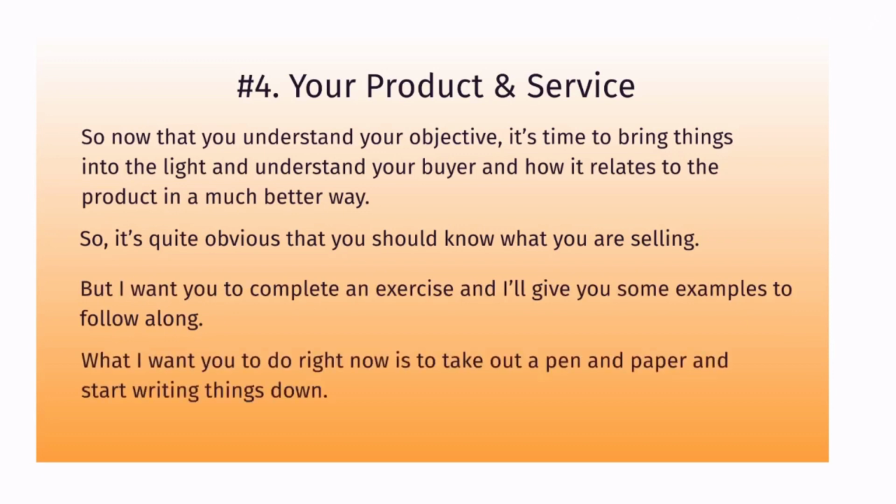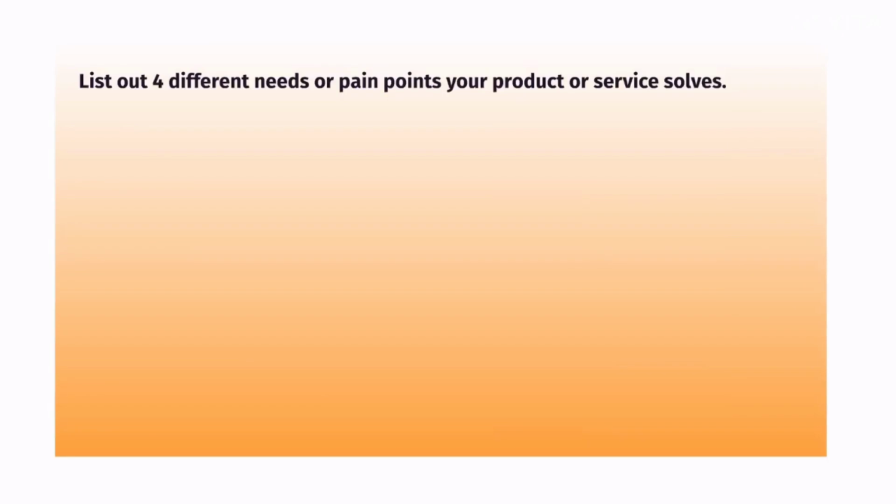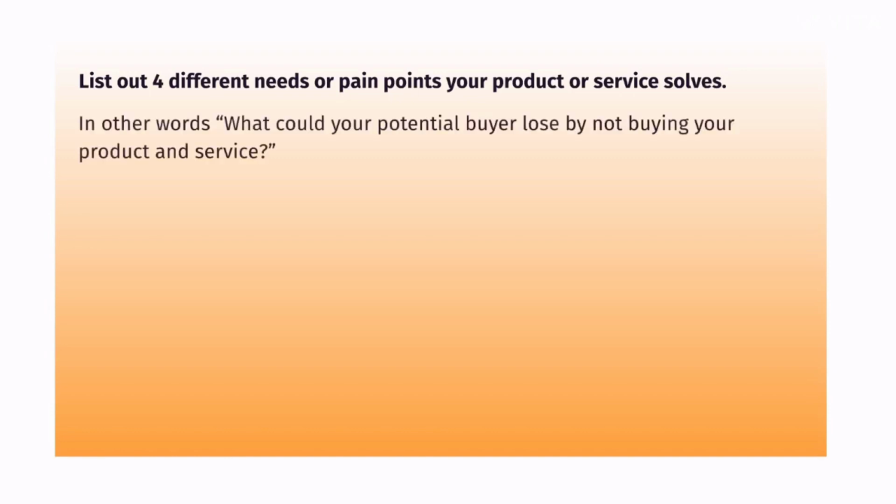What I want you to do right now is to take out a pen and paper and start writing things down. If you don't like pen and paper, you can also pull out your iPhone or your smartphone as well. Ideally, it'd be better if you sit down with a prospect and do this. And if you can't, try to get them on the phone and even pay them money. Say, hey, I'll pay you X amount of money just to sit down with you and talk with you. And list out 4 different needs or pain points that your product and service solves. In other words, what could your potential buyer lose by not buying your product and service?